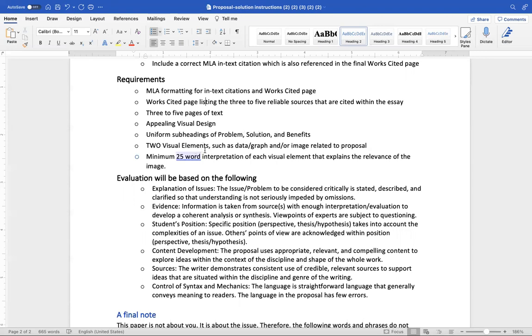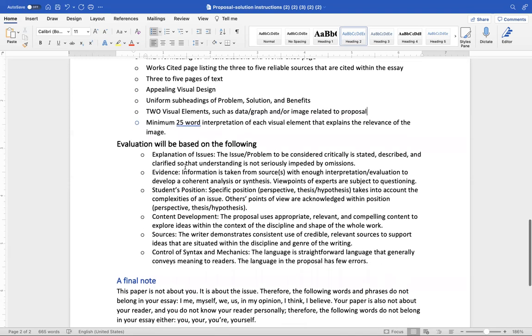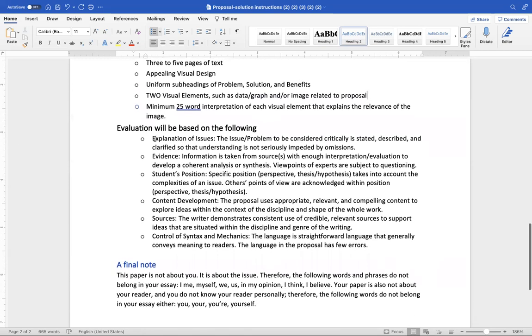Okay, 2 visual elements such as data, graph, and/or image related to the proposal. And I've got something of each of those in the sample one. Then each picture must have at least a 25-word interpretation or caption that explains how that picture fits into what you've said. All right, this is what you're going to be evaluated on. So I'll let you read over that.